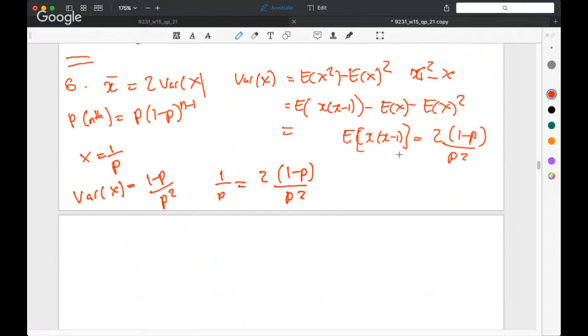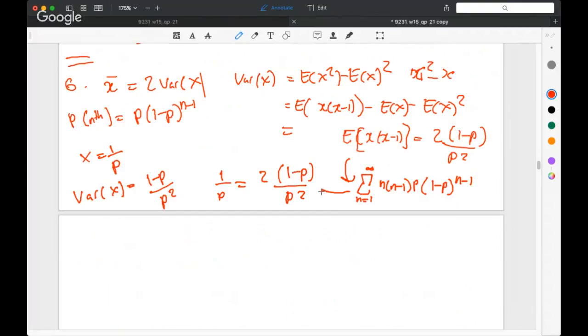But if you did have to do it this way to figure out this expected value, you would have to do this sum. So from n equals 1 to infinity, n times n minus 1, p times 1 minus p to the n minus 1. That's the expected value of x times x minus 1, because this is x, this is x minus 1, and then these are the amount of times they occur. So if you did that sum, you would then get this value.